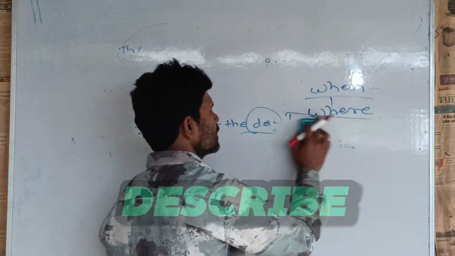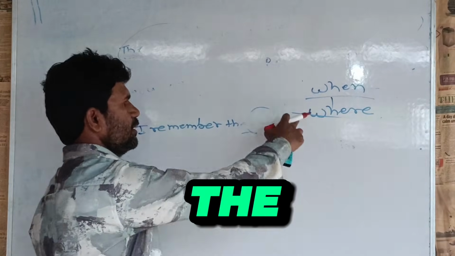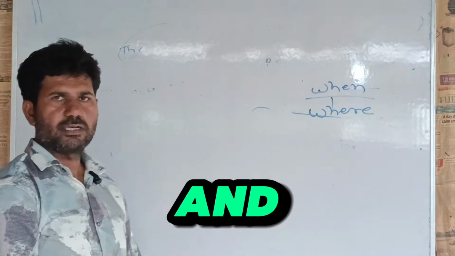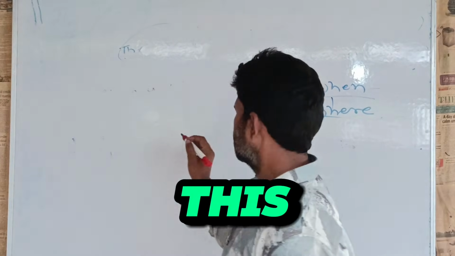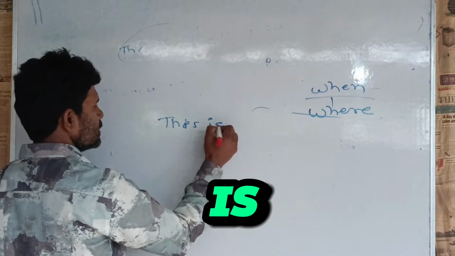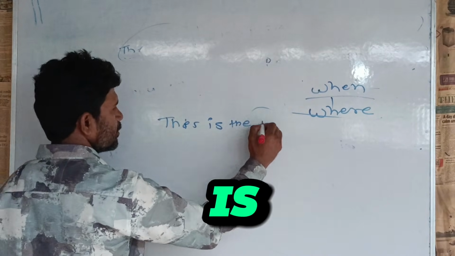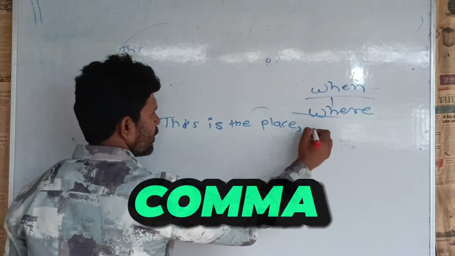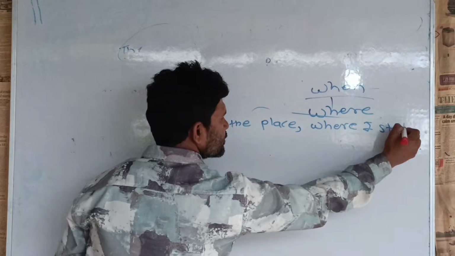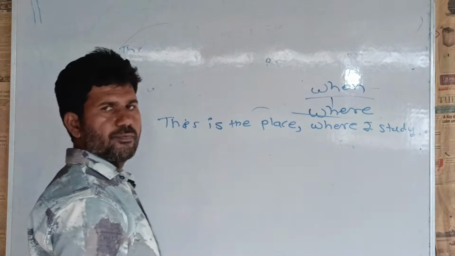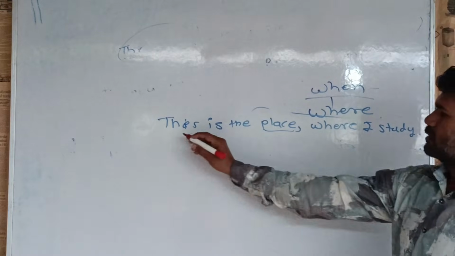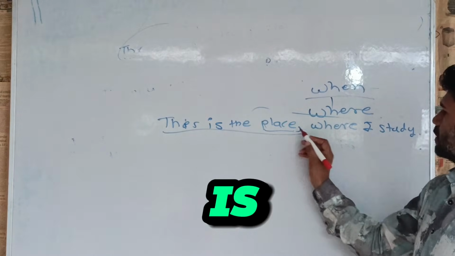Similarly, we can also describe place with the word where. And the sentence for place goes like this: this is the place, where I study. This is the place. Place is a noun. This whole part is the subject and place is the noun.